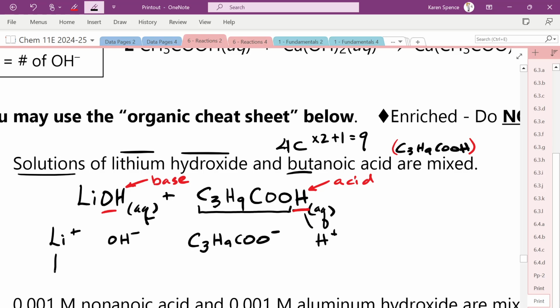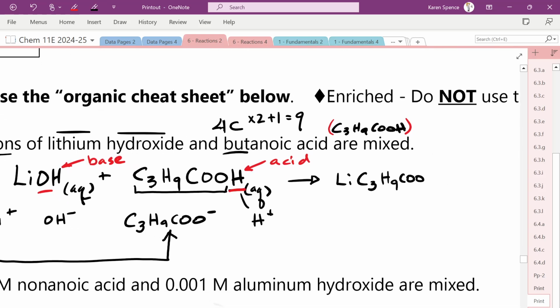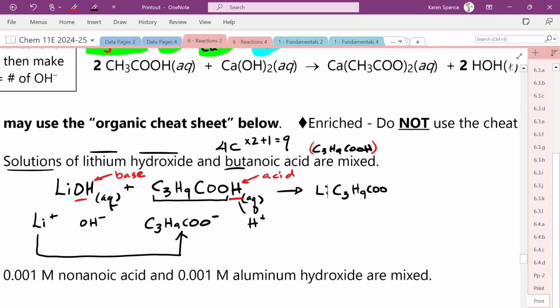Now I'm going to combine lithium with my negative ion over here. So I get, as my products, LiC3H9COO. Oh, except I don't have a minus anymore because it's in a compound. Silly me. Plus, and then I'm going to take my H and put it together with my OH because I put positive with negative. And I look at that and I say, oh my gosh, it's already balanced.